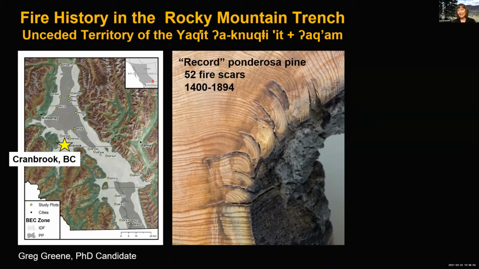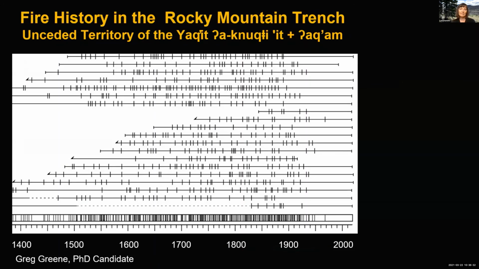Not only is it a record in our study area, but after consulting our collaborators and colleagues south of the border, we think this is the record ponderosa pine for all of Western North America. 52 fire scars on an individual tree here in Southeast British Columbia on the edge of the Tobacco Plains. This tree itself hints at the rich and long fire history that Greg has reconstructed.